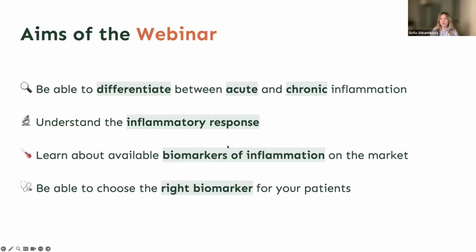The aim of this webinar is to help you differentiate between acute and chronic inflammation, to understand the inflammatory response and know where specific biomarkers fit in this process. We want to present currently available biomarkers, and by the end of this webinar, you should be able to choose the right one for your patients.